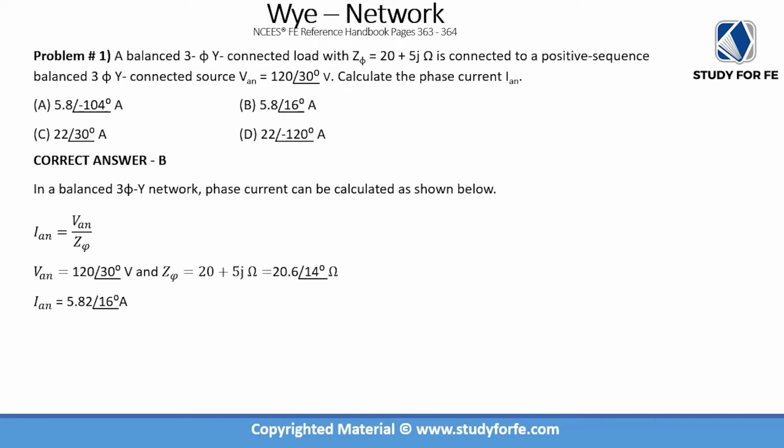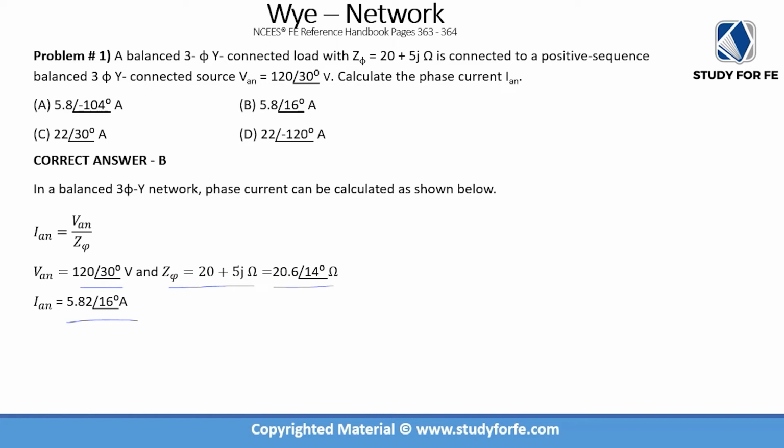Your VAN was given as 120 volts with a phase angle of 30 degrees. Your Z phase is equal to 20 plus 5j ohms, which is 20.6 with a phase angle of 14 degrees. And IAN is simply VAN divided by Z phase, which ends up being 5.28 at 16 degrees.